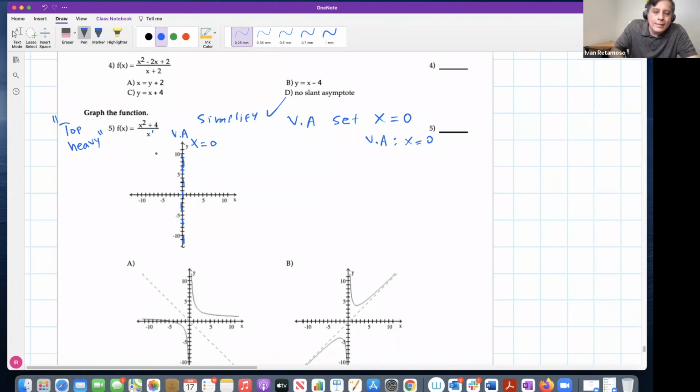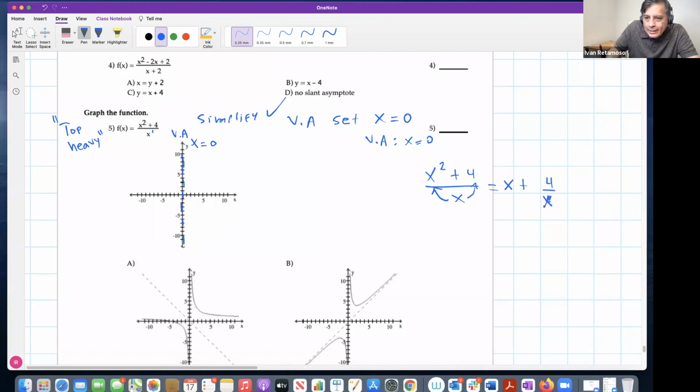For that, in theory, we should apply synthetic division. But notice, guys, that this quotient is really very simple. I don't need synthetic division. I can just divide x into this. So x into x squared will be just x plus 4 over x.